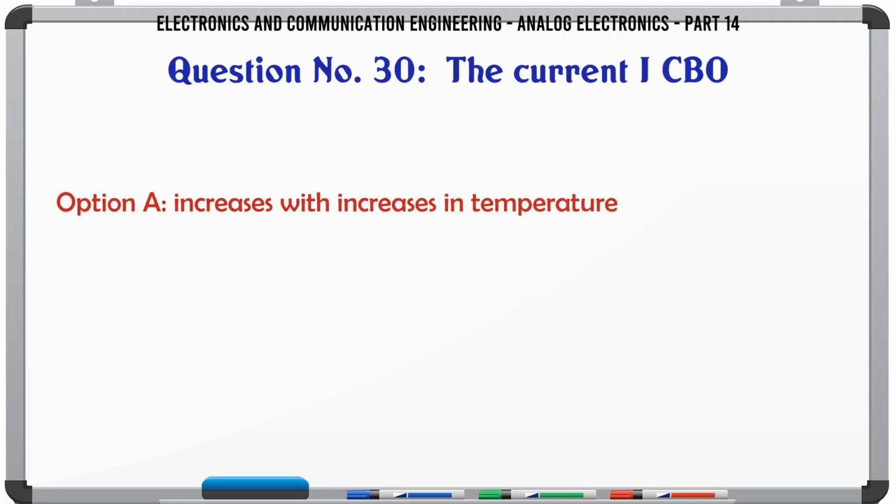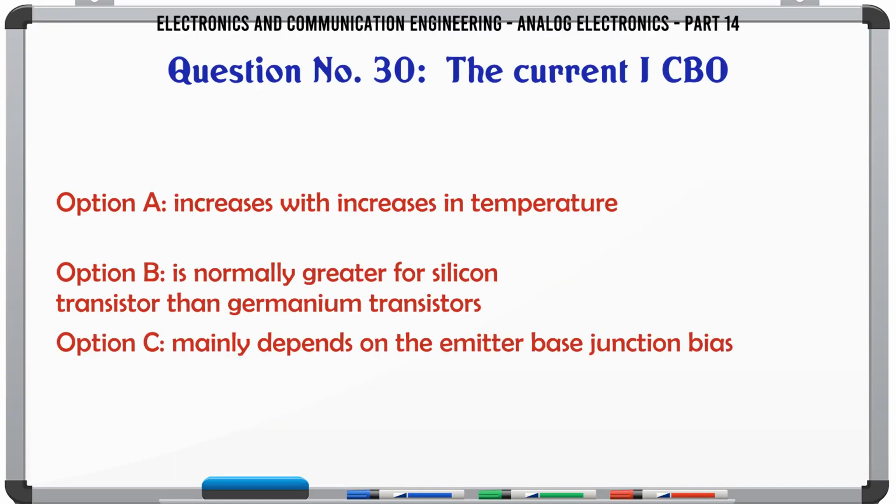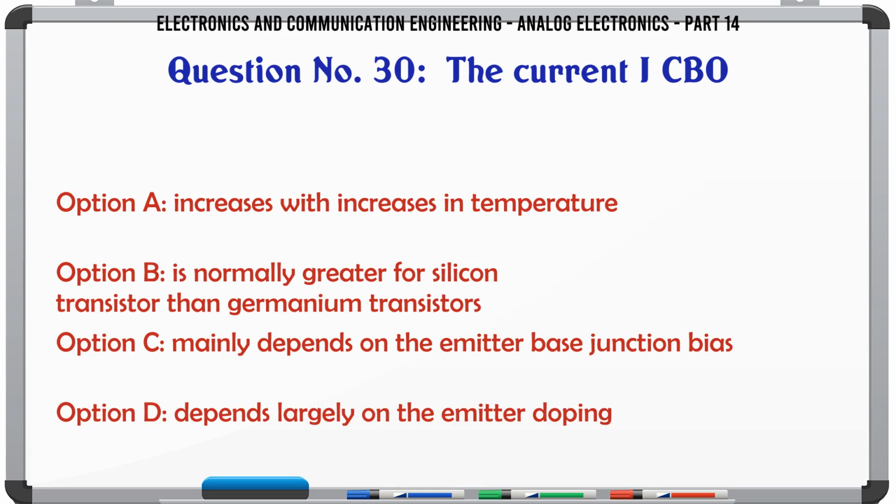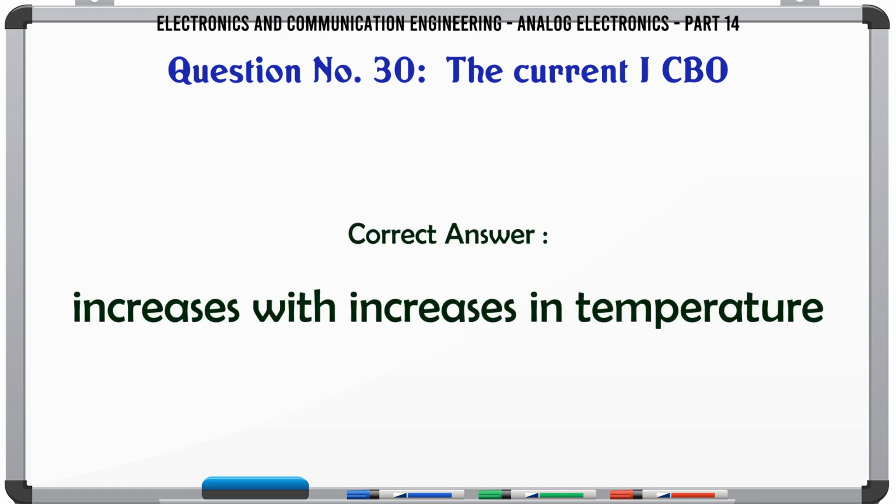The current ICBO A. increases with increases in temperature, B. is normally greater for silicon transistors than germanium transistors, C. mainly depends on the emitter-base junction bias, D. depends largely on the emitter doping. The correct answer is increases with increases in temperature.